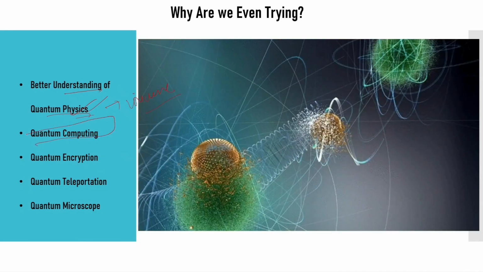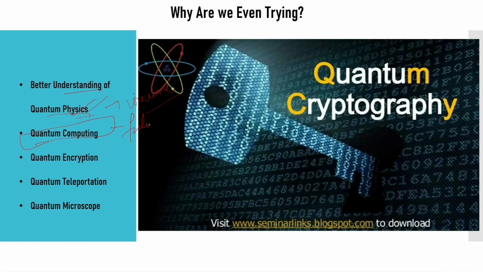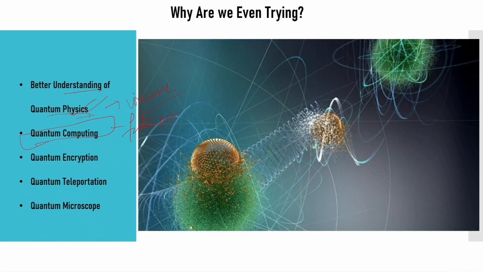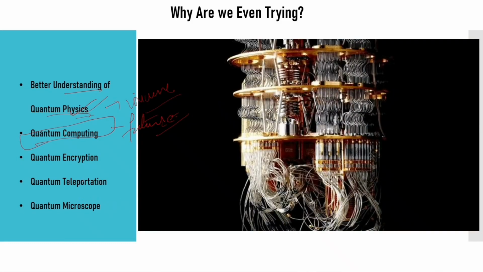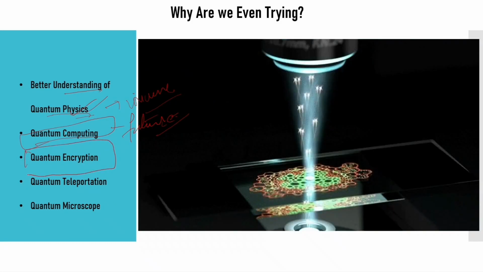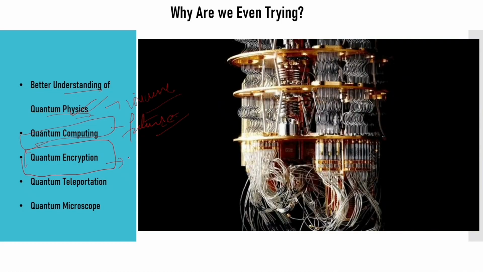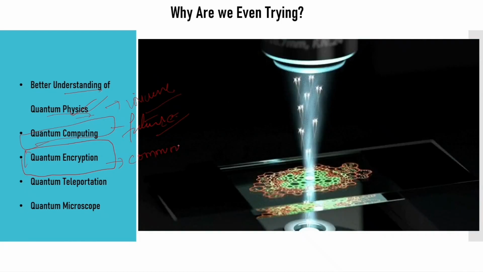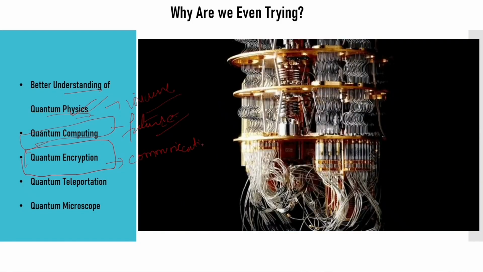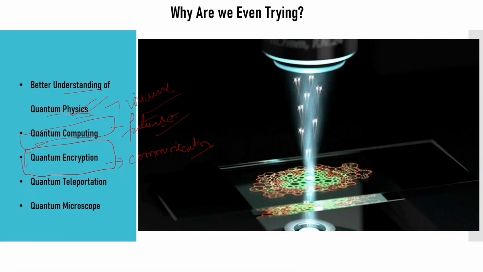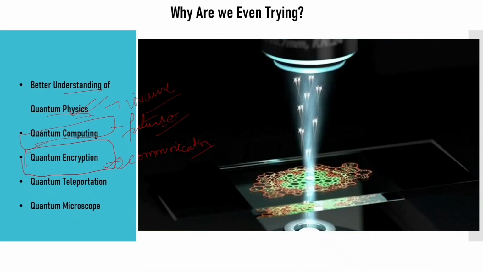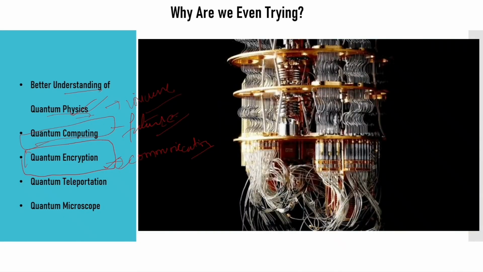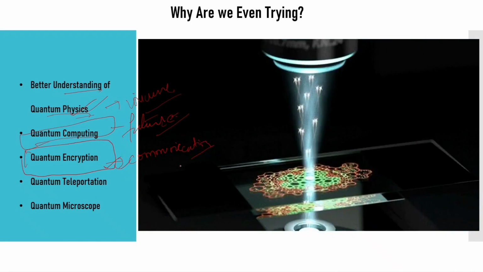Second is quantum computing. This is the future of computers and it relies on using quantum entanglement. Third is quantum encryption. That is sending data which is encrypted. It also includes quantum communication, and this uses the principle of quantum entanglement. In fact, you must have read that China has achieved quantum encryption and they have sent quantum satellites in space.